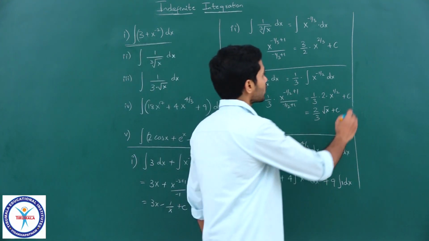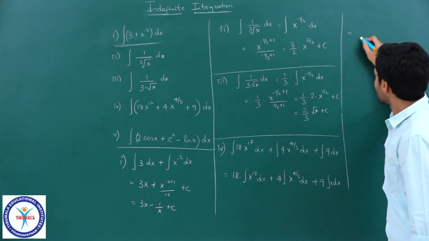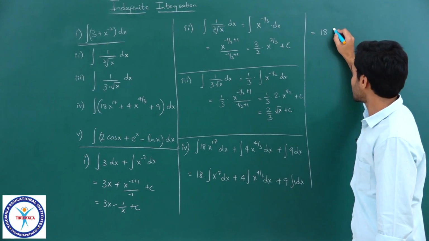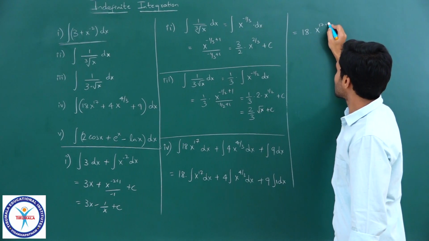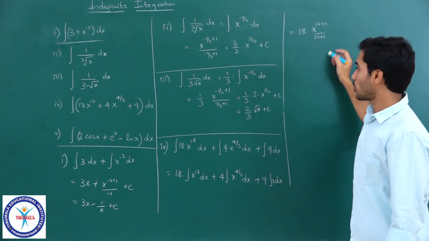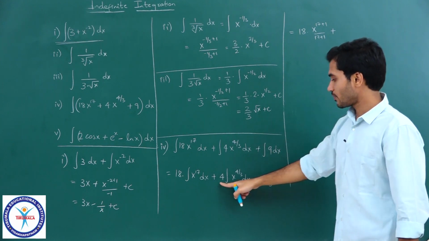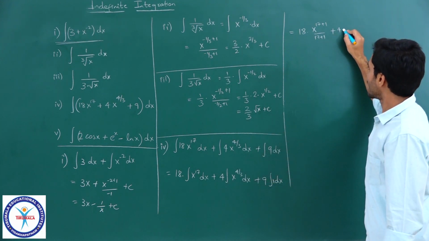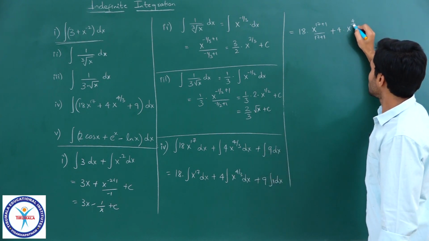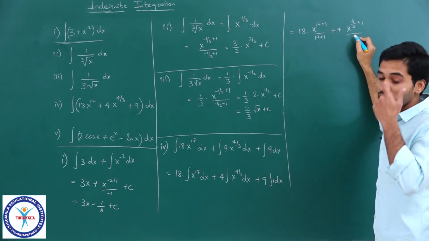So, let me simplify it over here. So, I have 18 here. So, 18 into, we know the formula for this, right. I can directly apply that, x power 17 plus 1 by 17 plus 1. I am not going to write the constant immediately, I will write it at the end, right. So, plus here 4 into x power, same formula, 4 by 3 plus 1 by 4 by 3 plus 1. What is 4 by 3 plus 1? 7 by 3.